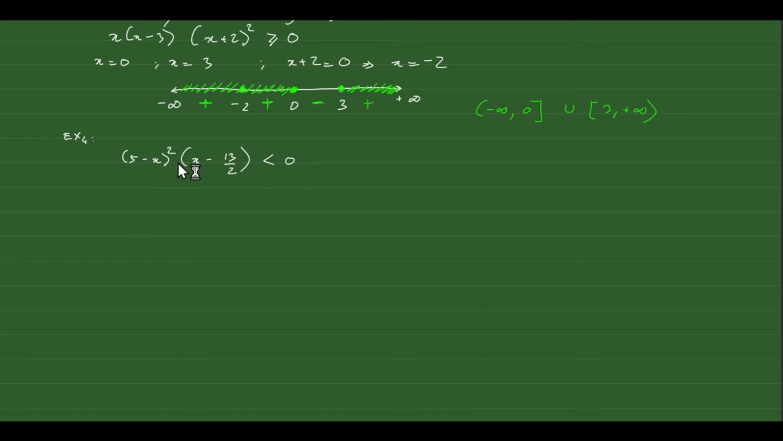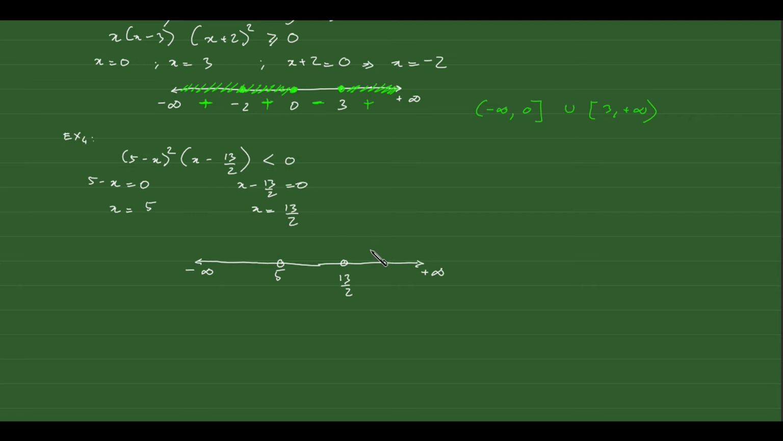Alright, so that's a good thing because it is in factored form already, so you just go ahead and solve for the values. As long as you solve for the values, you know the numbers you're gonna put on the number line. So 5 must be over here, and 13 over 2, which is 6.5, will be over here. And you see that I'm gonna have to use the open circle because there's no equal.